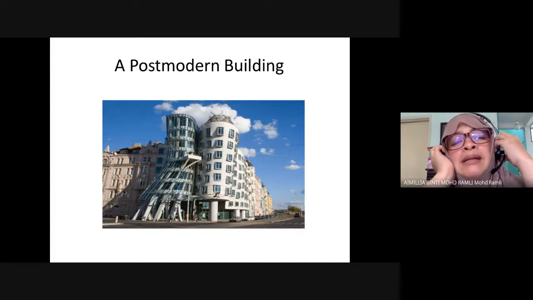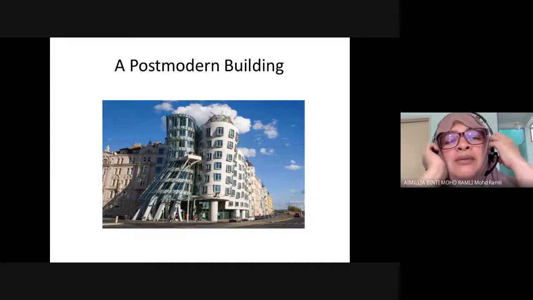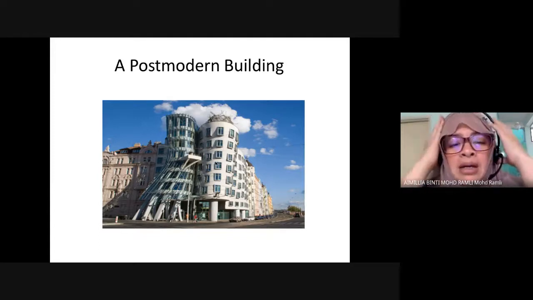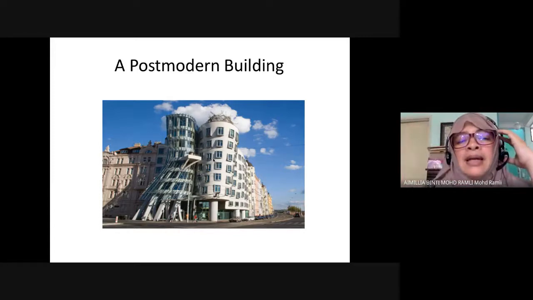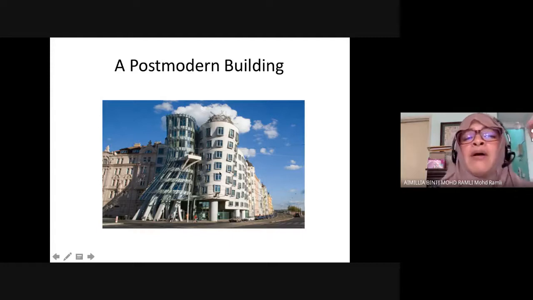So they created buildings that resembled people, ships, sometimes bullets, fun things, everyday things. In this building here, which is, if I'm not mistaken, in Barcelona, Spain, we can see these two strange-looking buildings, and this building is actually meant to resemble a pair of dancers, Fred Astaire and Ginger Rogers.